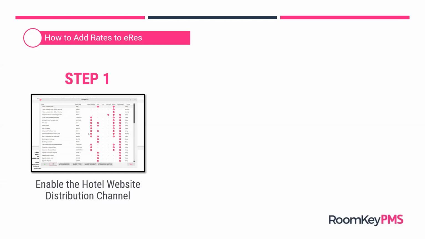This process is going to assume that you already have a rate built inside RoomKey, inside Rate Wizard, and this will show you how to use that existing rate and distribute it to the eRes booking engine. Great. So once again, we'll start with step 1. This is how to enable the hotel website distribution channel.